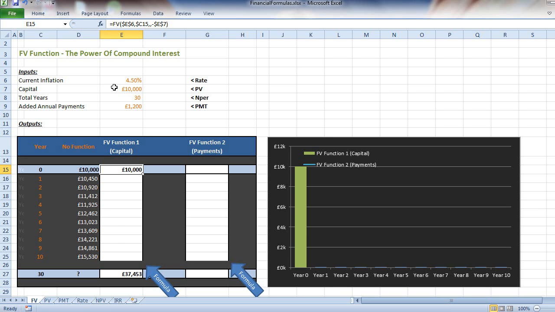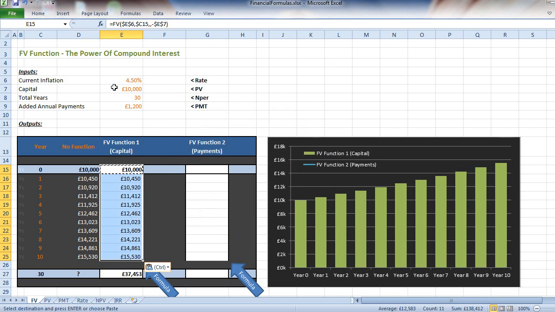Well, what happens when we copy the formula down over the series of years? I'm going to do that by copying. So that copied all the way down to 10 years, and that's telling me, okay, so I'm going to have £15,530. So you can see the formula checks out against our sense check here. And if I copy the formula down to 30 years, you'll see the number remains the same. So it's the same formula, it's linking to 30, and it's saying, well, if I just left 10 grand in an account at 4.5% a year in 30 years, I'm going to have £37,000.